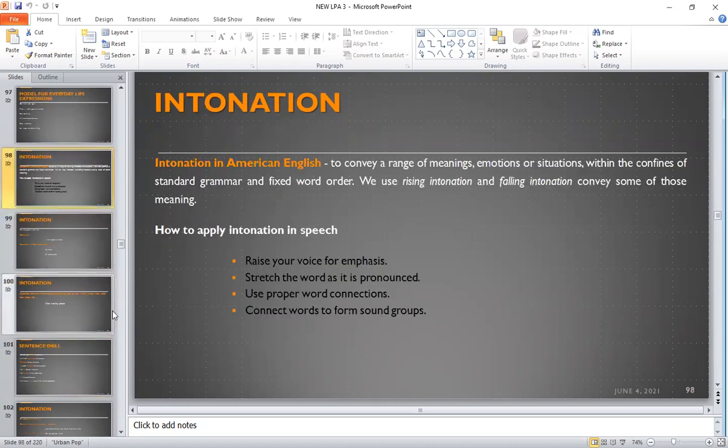Right. So intonation. Intonation in American English conveys a range of meanings, emotions, or situations within the confines of standard grammar and fixed word order. We use rising intonation and falling intonation to convey some of those meanings. So how do you apply intonation in speech? First, raise your voice for emphasis. Second, stretch the word as it is pronounced. Third, use proper word connections. And the last one, connect words to form sound groups. So this is the liaison. All right, so that's how you do it.